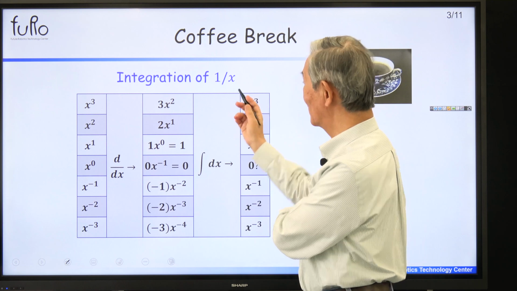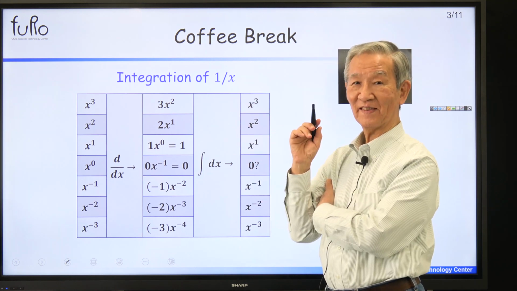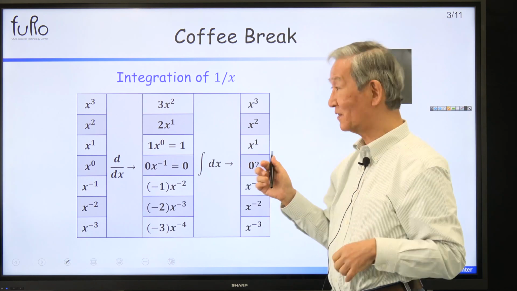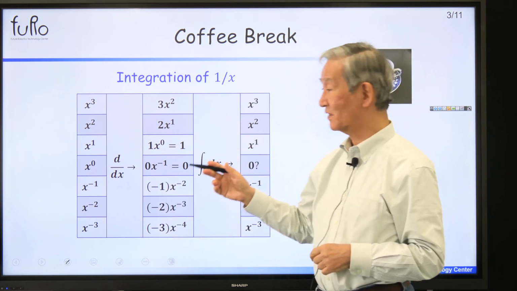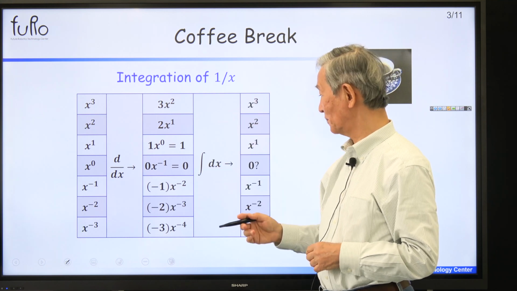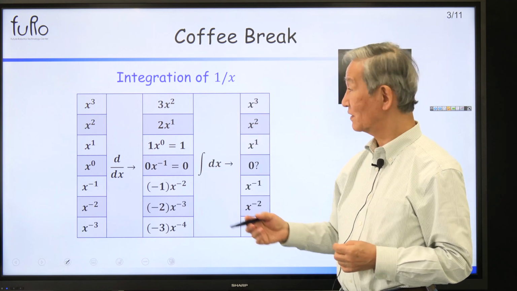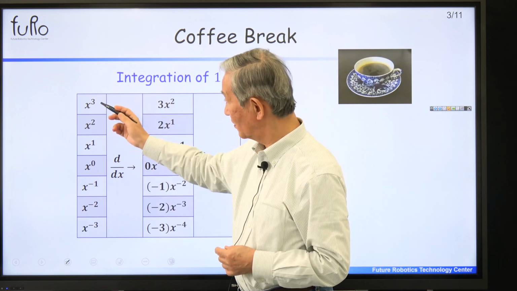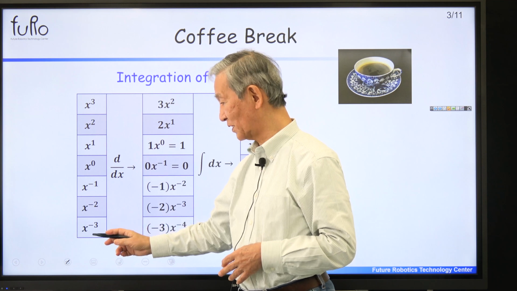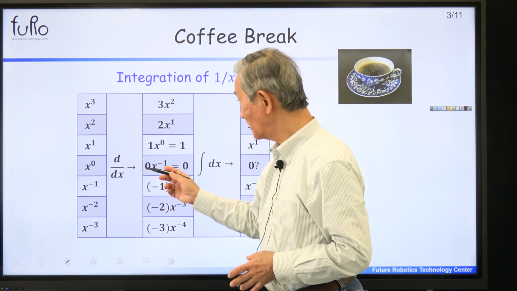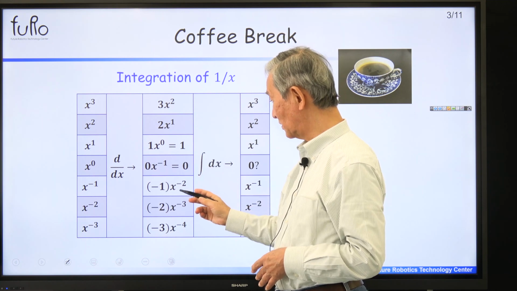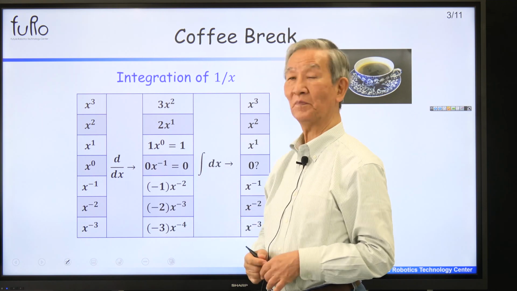Okay, integration of 1 over x. As I said before, last lecture was it? There is an interesting case of integration of this one here. So let's take a look at the differentiation of cube power, second power, first power, zeroth power, negative 1, negative 2, negative 3 powers. Differentiated, you get 3 times x squared, and so on. This is 1, this is 0, this is minus 2, minus 3, minus 4.